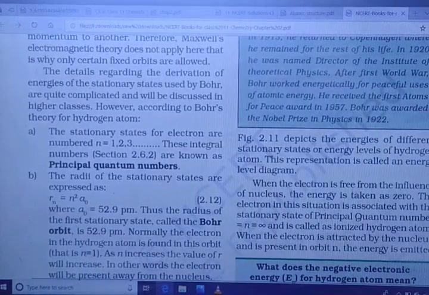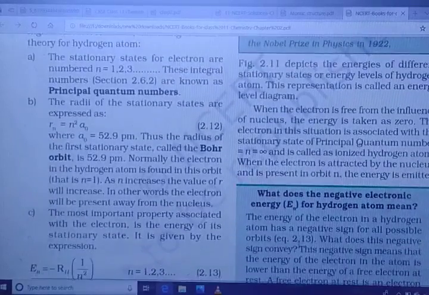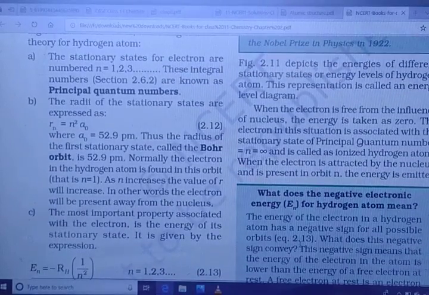Now you can see the stationary states for the electron are numbered. These integral numbers are known as principal quantum numbers. Remember, these are the energy levels. You know very well, when the electron stays in the first energy state, it is the first energy level. It will go to the second energy level, third energy level, fourth energy level, right? So the radii of the stationary states are expressed as Rn is equal to n square a naught.